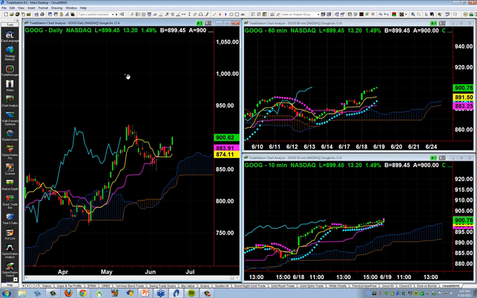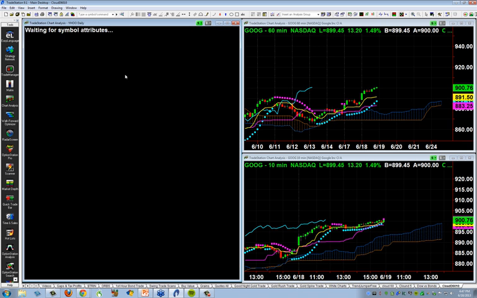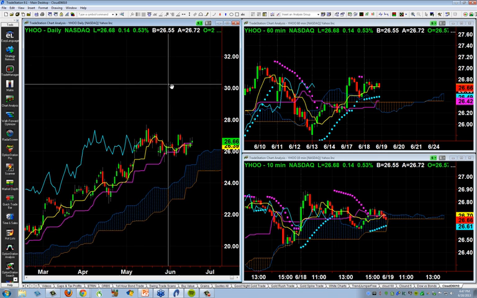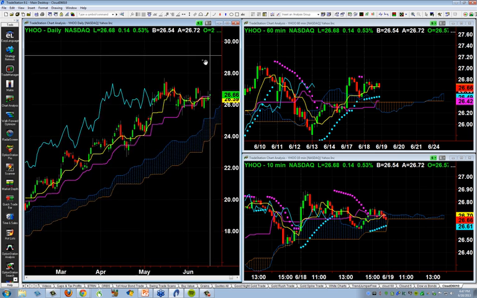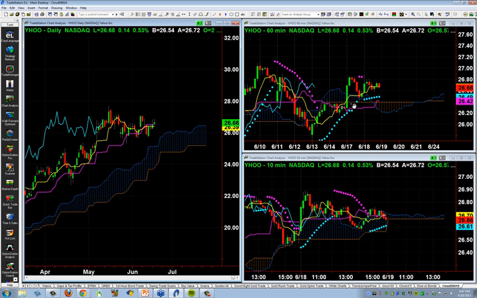Yahoo, YHOO, I believe. Yep, YHOO. Looks really good. Looks like you're going to get a little crisscross action here. Daily looks good. It's close to that support. Overall, it's in a good uptrend. The 60-minute looks good. The 10-minute looks just okay.